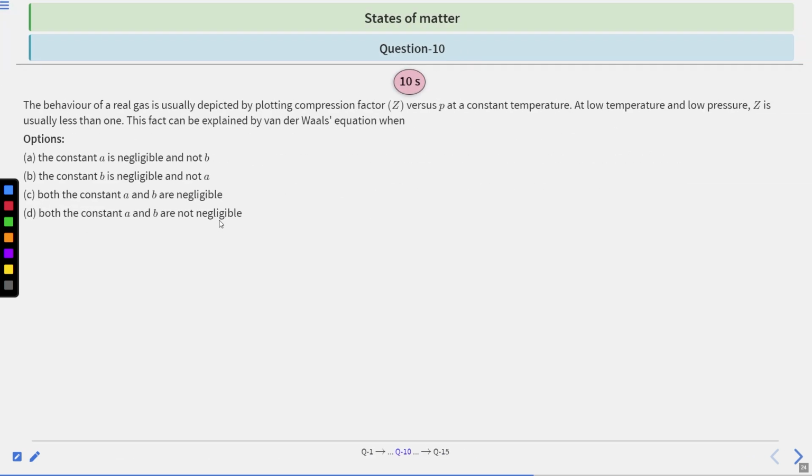Okay, moving on to the next question, question number 10. The behavior of a real gas is usually depicted by plotting compression factor Z versus P at a constant temperature. At low temperature and low pressure, Z is usually less than 1. This fact can be explained by van der Waals equation when: the constant A is negligible and not B; the constant B is negligible and not A; both constants A and B are negligible; both constants A and B are not negligible. You have 10 seconds to solve this question. After that, we will see the answer.